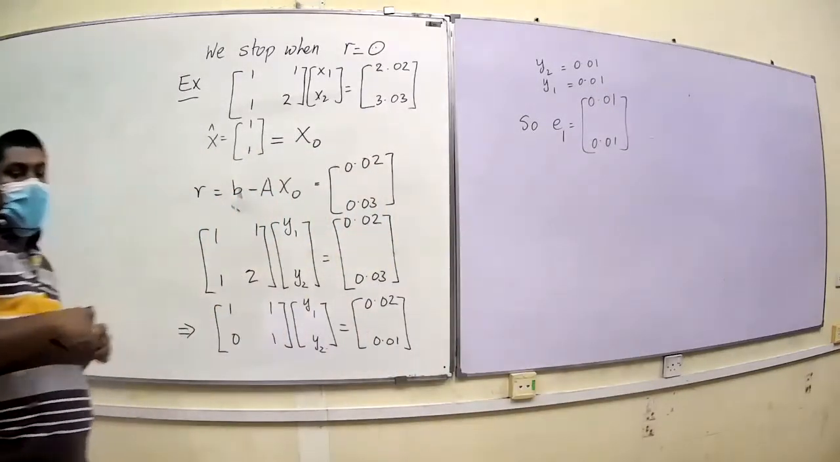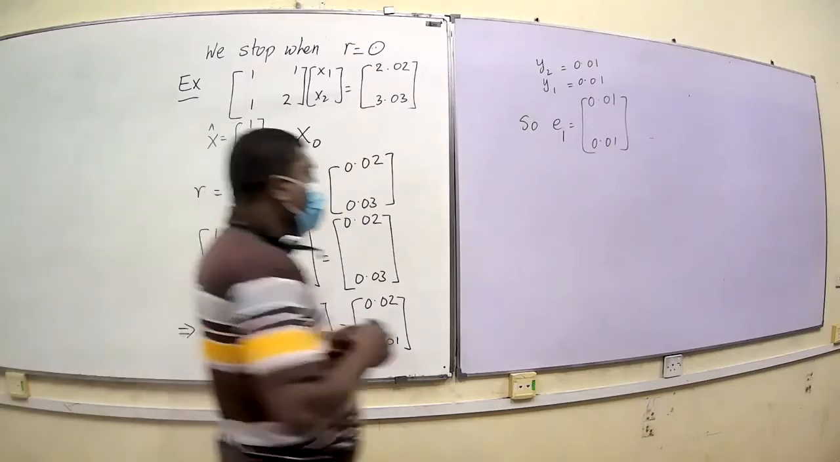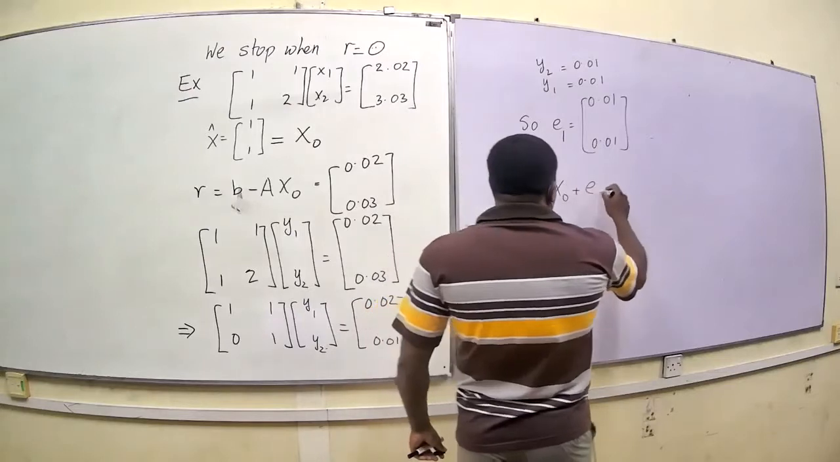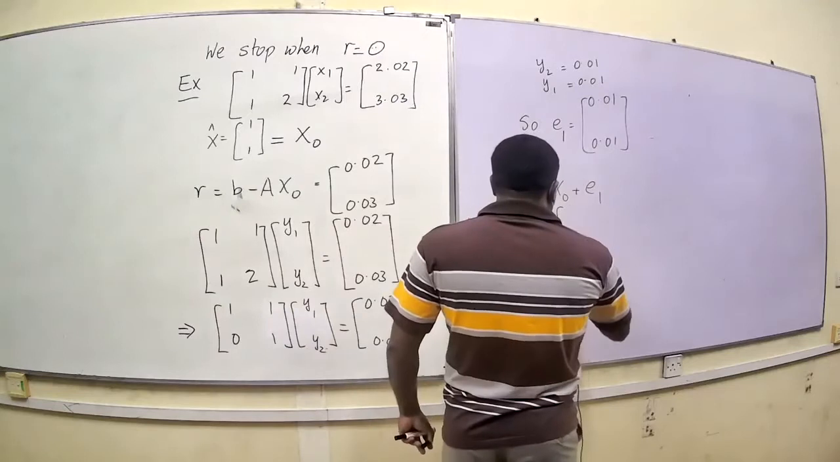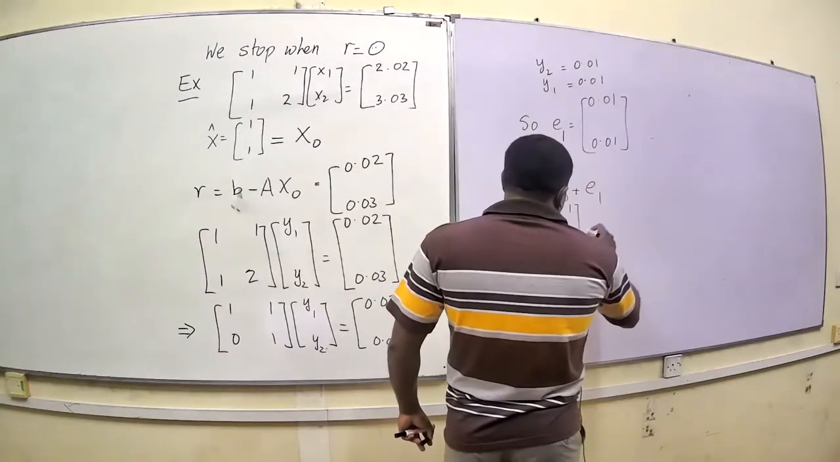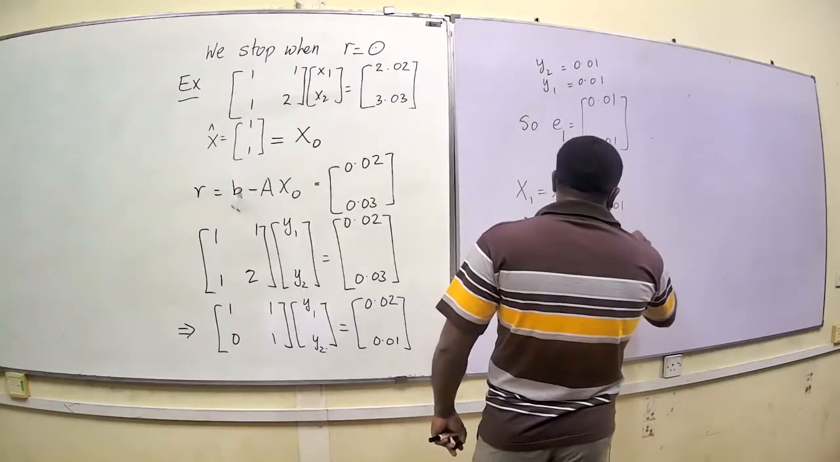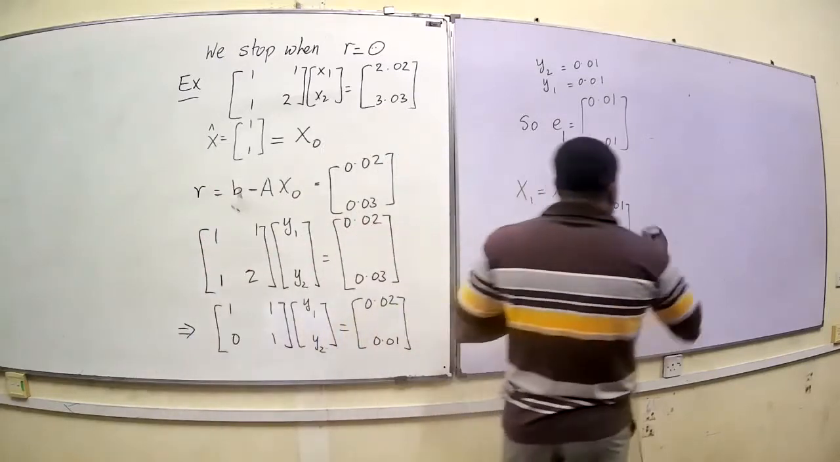According to the algorithm, I solve this system and get an approximation, so I get this e1 as 0.01, 0.01. Then I update, and I say x1 is equal to x0 plus e1. I know x0, that is 1, 1, plus 0.01, 0.01. So that is 1.01, 1.01.